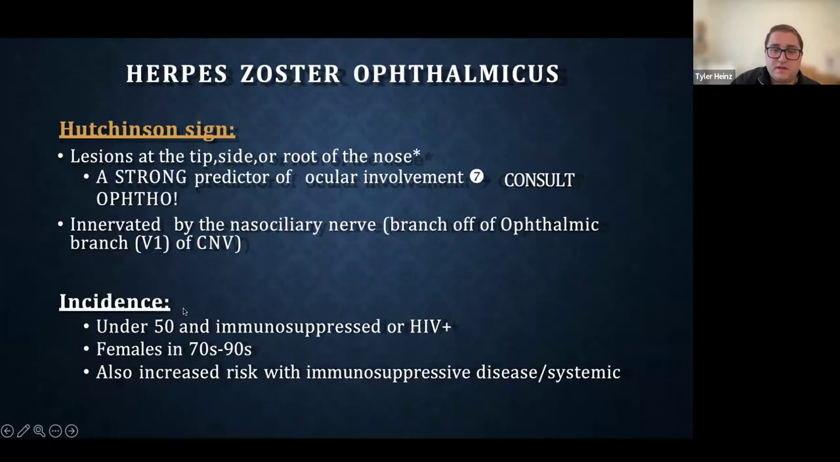So under 50 and immunosuppressed or HIV positive. So again, you're not going to see it under 50 unless they have a suppressed immune system or HIV. It's also going to be very common in females from the 70s to the 90s. And again, anyone with immunosuppressive disease or systemic disease is going to be at risk.